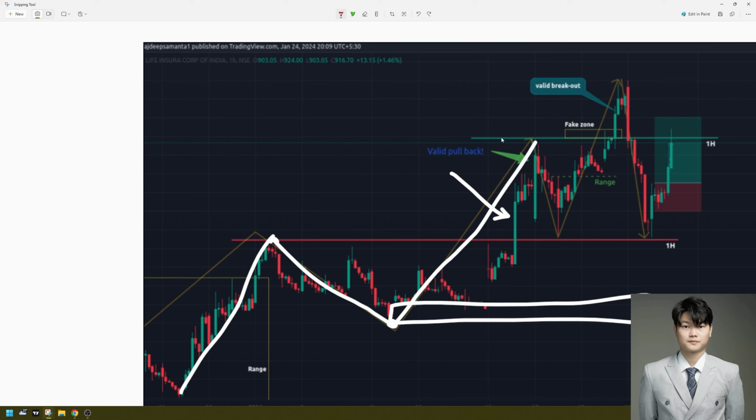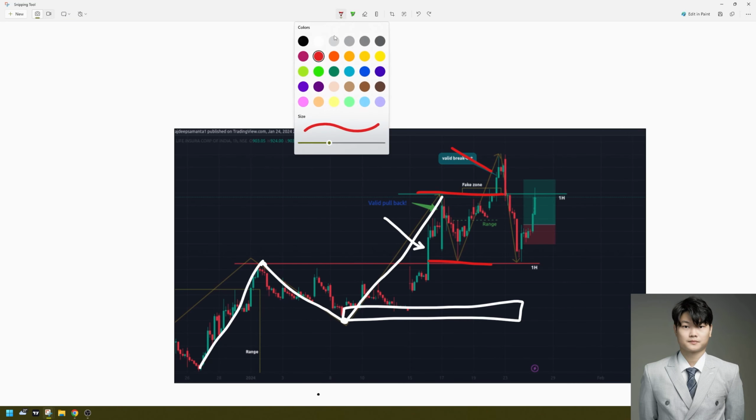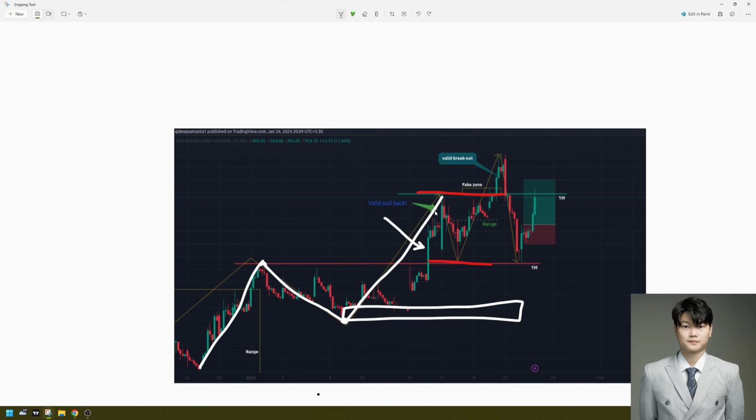I will draw again the range. The final range will be like this, right? And then the markets break out of the range right over here with the two Marubozu candles very strongly. Therefore, at this time, we can mark the pullback like this. Come to over here, and here is the final market structure I can share with you right over here.